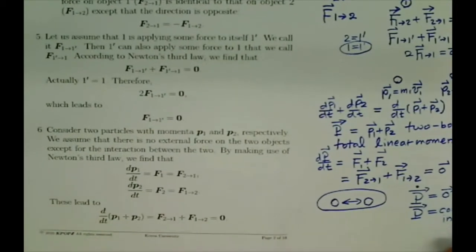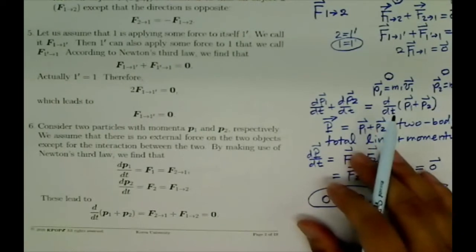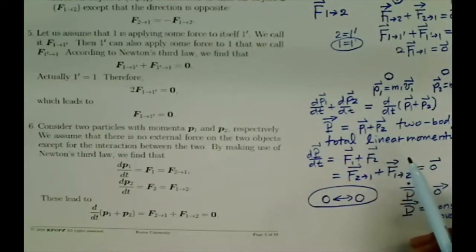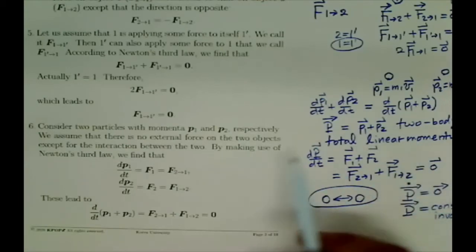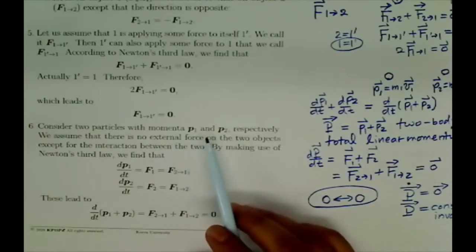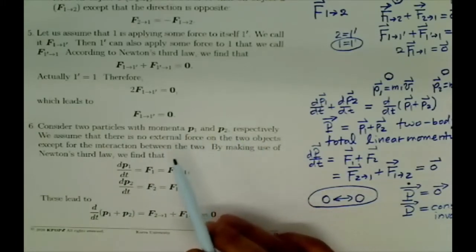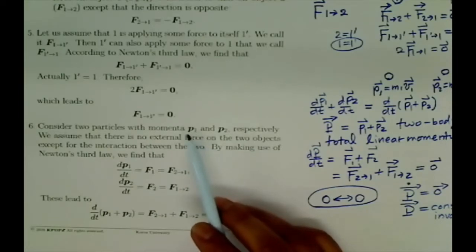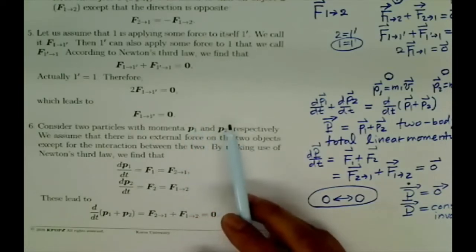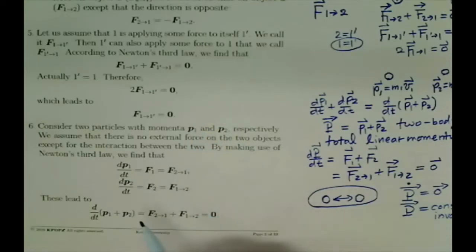Newton's third law is quite useful to find another constant motion, because any interaction between two particles cancels exactly. If we consider two particles with momenta P1 and P2 respectively, then if I add these two momenta, momentum 1 and momentum 2, we find the total linear momentum of the system.